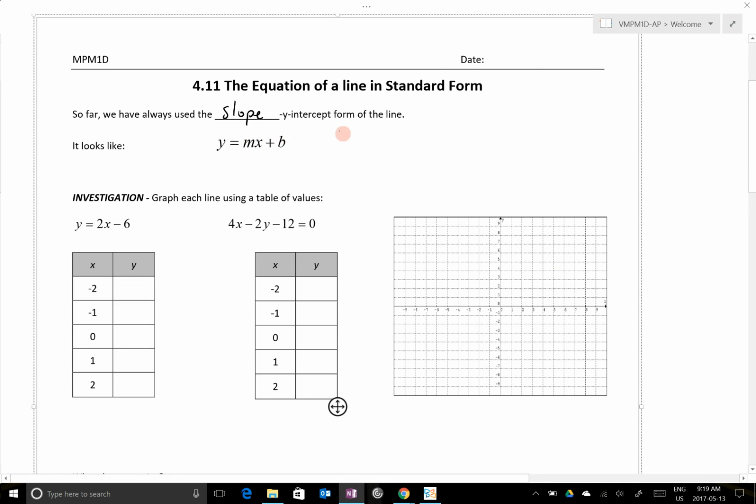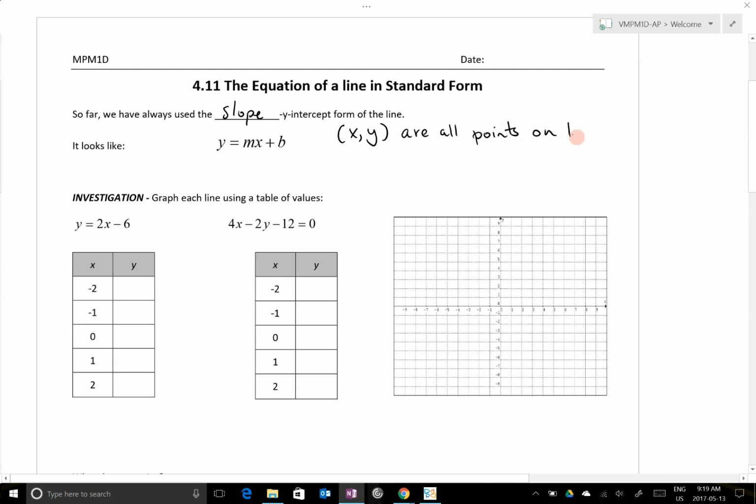Okay, and so x and y are coordinates. They're ordered pairs. They are these points that are all on the line. So these are all the points on the line. Okay, and m is our slope. And so I'm going to mark that here, slope, and b is our y-intercept.